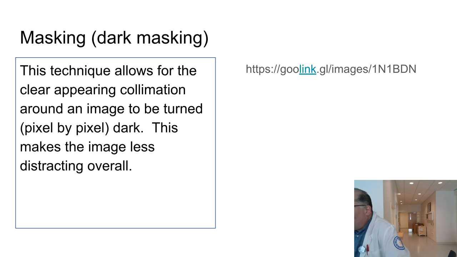Masking or dark masking, which is also known as shuttering, and I don't even know if that term appears in your book, is a technique mostly for radiologists. And what it does is it takes the collimation on an image and gets rid of it. Does it really get rid of it? So you see this nice big white border on that hand x-ray? Professor Ingracia, really anyone, would say this is great evidence of radiation protection.